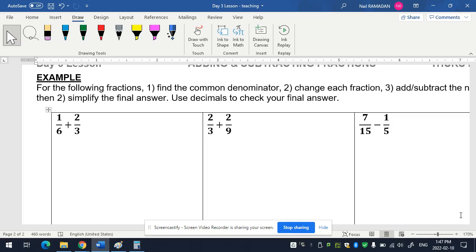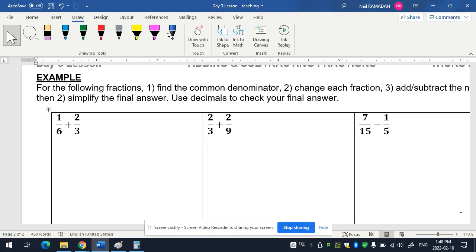Step number 2, change each fraction. Step number 3, add or subtract the new fraction only. Then simplify using what you learned yesterday, if need be. If the numbers are big, try to make them smaller. If they're already small enough, just leave them. Use decimals only at the end, not halfway through or in the middle step. Okay, everyone, pencils down. Let me show you how to find the common denominator.